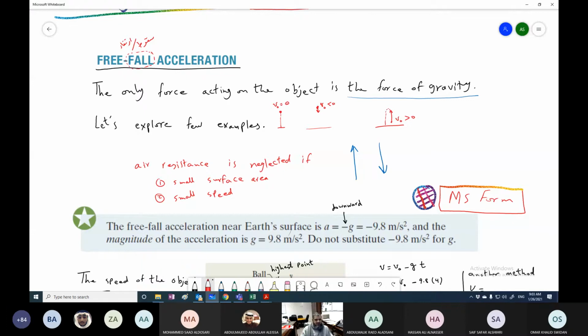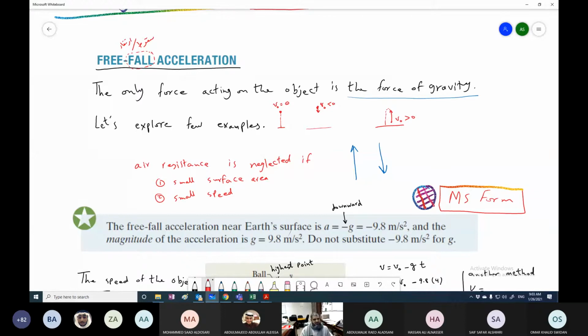Also, with the small speed, if you are driving your car with 40 kilometers per hour, 70 kilometers per hour, you will not notice the air resistance. But let the car move with 140 and try to put your hand out. طيب, you will feel the difference between the two.